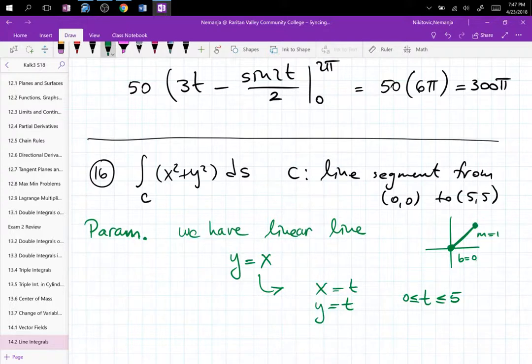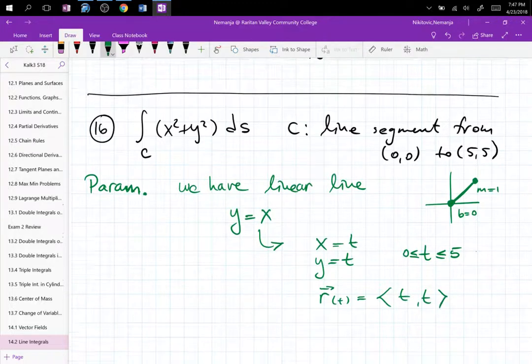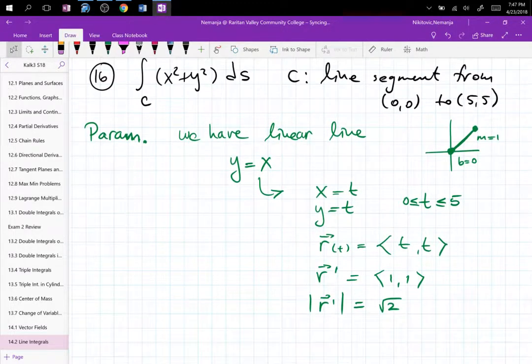Now, this gives me my r. My r of t, vector, is (t, t). And my r prime is (1, 1). And my r prime magnitude is root 2. So now that I'm done with parameterization and I have all of the other bells and whistles I need, I can put the integral together.